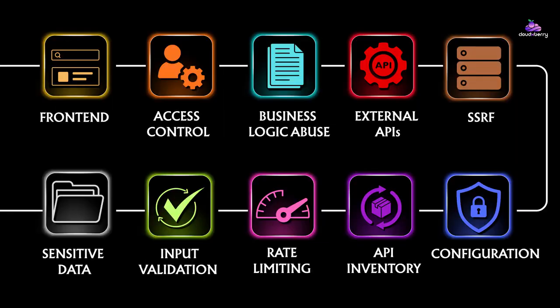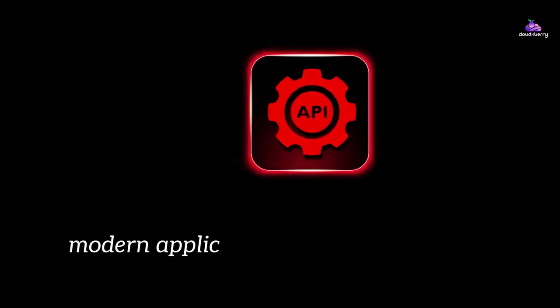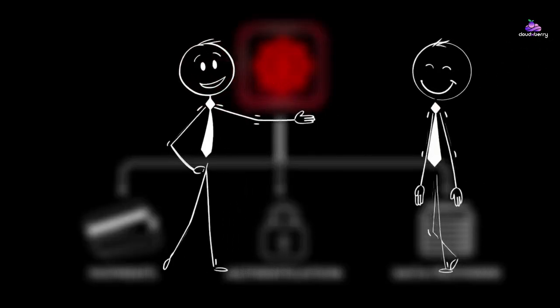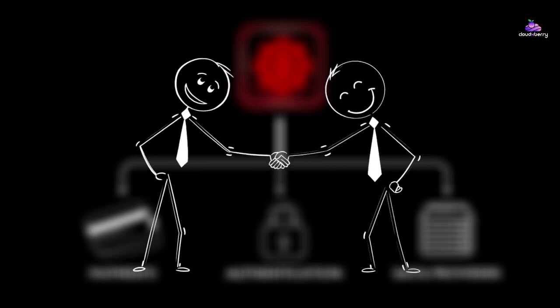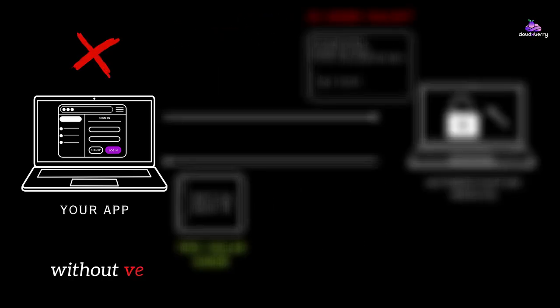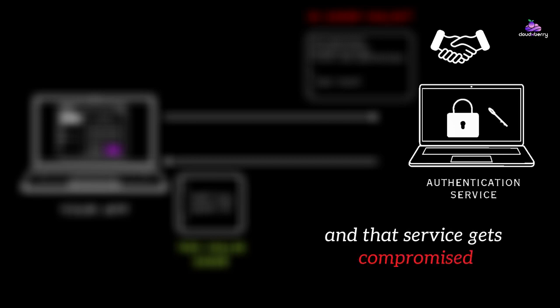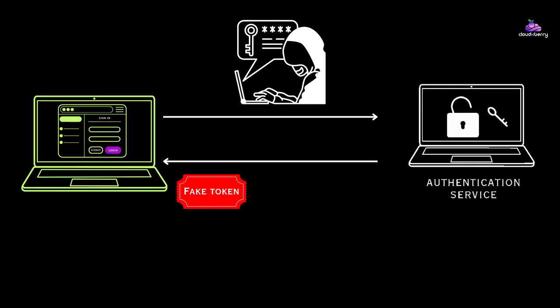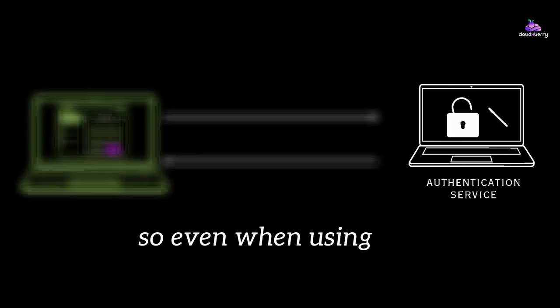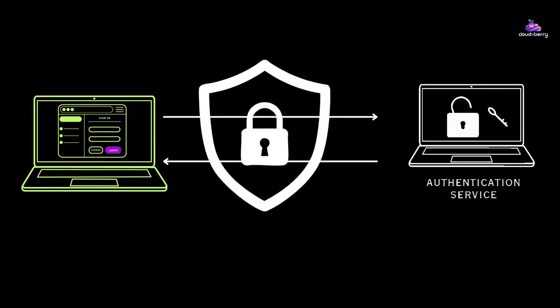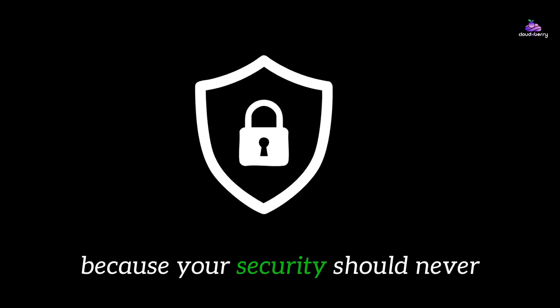Next is trusting external APIs. Modern applications depend heavily on external services like payments, authentication, and data providers. And because of that, developers often start trusting these services completely, but that's where the mistake happens. For example, imagine your app depends on an external authentication service. If you simply trust its response without verifying it on your side, and that service gets compromised, your system is also at risk. Because now, attackers can send fake responses or tokens, and your application might accept them as valid. So even when using external services, you should never blindly trust them. Always validate responses and have your own security checks in place, because your security should never fully depend on someone else.